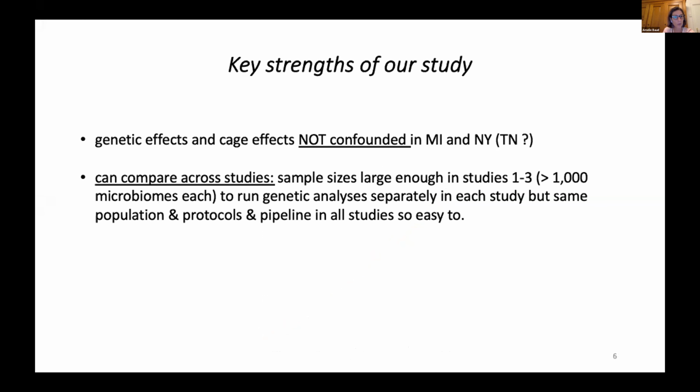And then, as I was saying, also something great that we can do here is to compare across studies. First of all, in each study, Michigan, New York, Tennessee breeders, Tennessee phenotyped, actually not the Tennessee breeders, but the other 3, the sample sizes are large enough to run meaningful genetic analyses. We have at least 1,000 rats in each study, and importantly, the rats come from the same population, and of course the same microbiome and metabolome protocols have been applied, and the same computational pipeline as well. So there's really an opportunity here to compare across the studies.